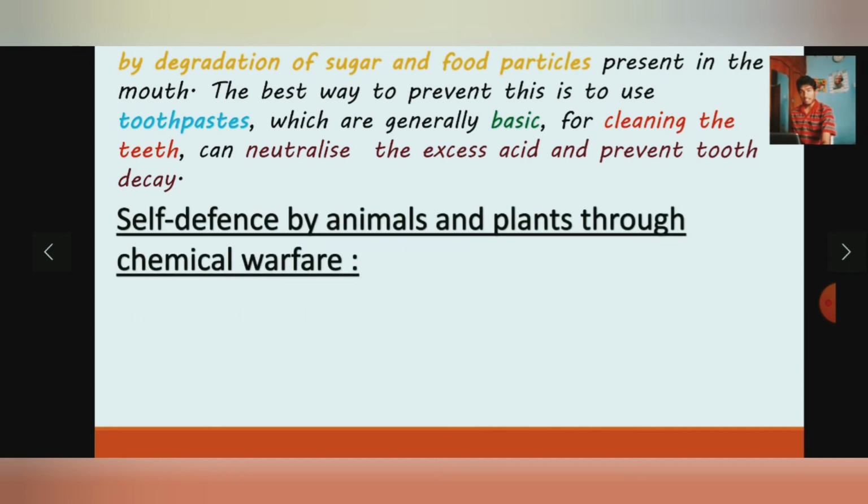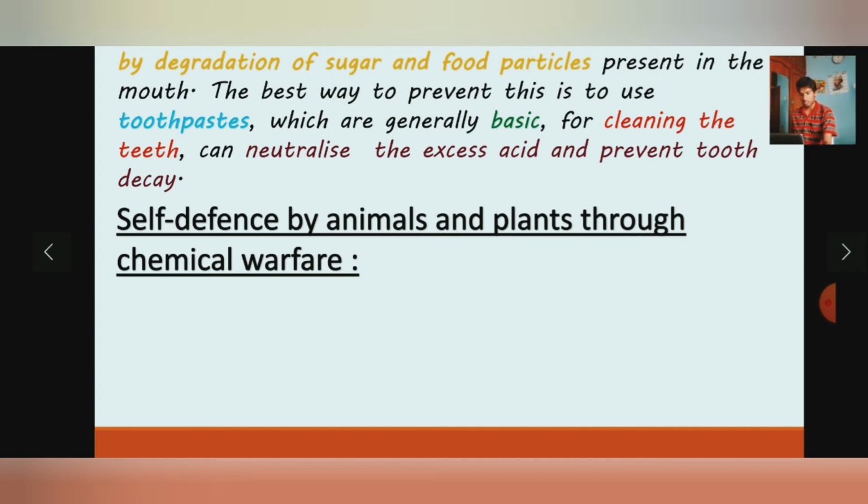The next phenomenon where we see pH is self-defense by animals and plants through chemical warfare. So some plants and animals use acids as their defense mechanism.